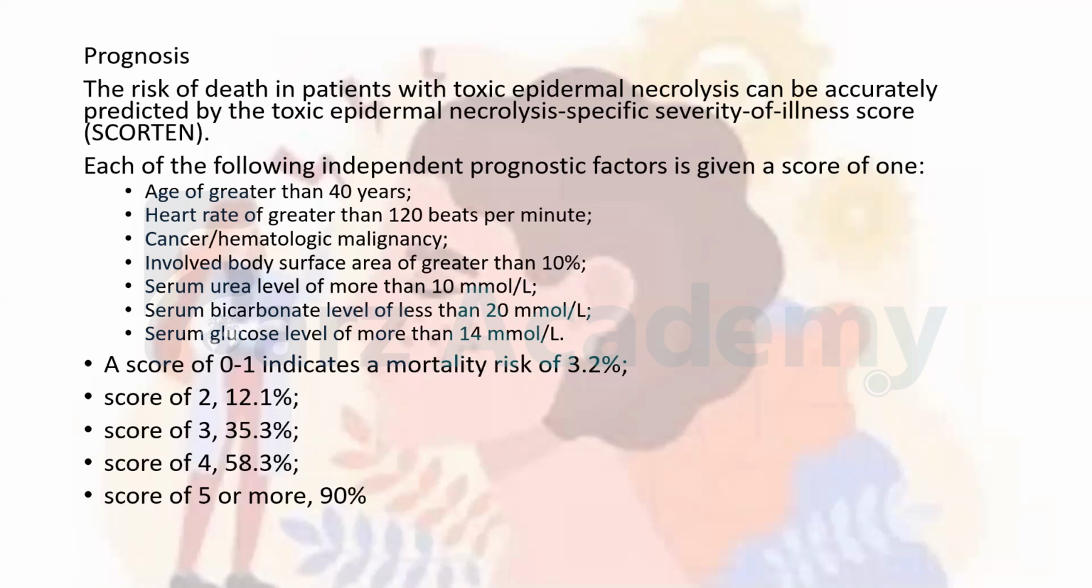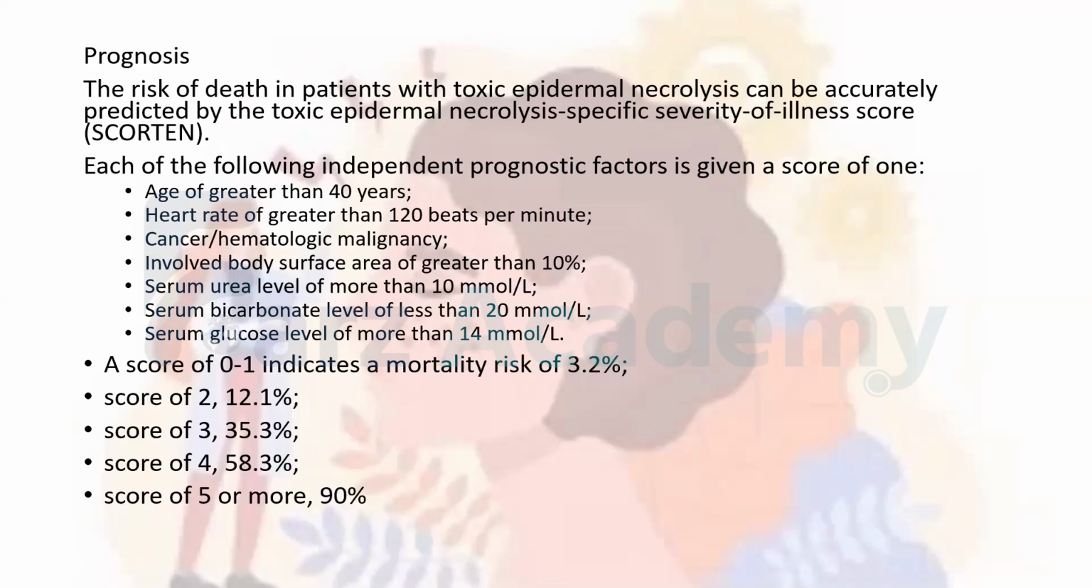If there is a history of cancer or any other hematological malignancy, or if body surface area involvement is more than 10%, urea level of more than 10, bicarbonate level less than 20, serum glucose level more than 14 millimoles, again is given a score of 1.